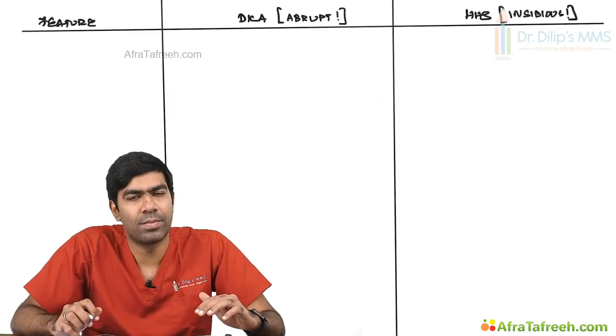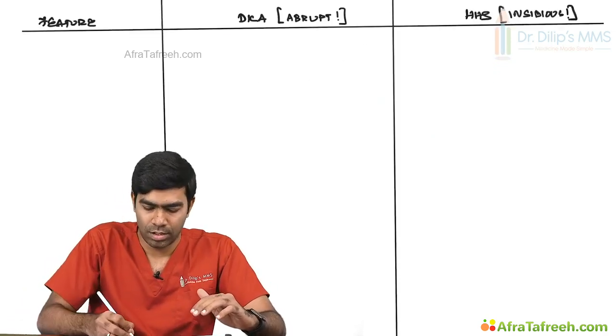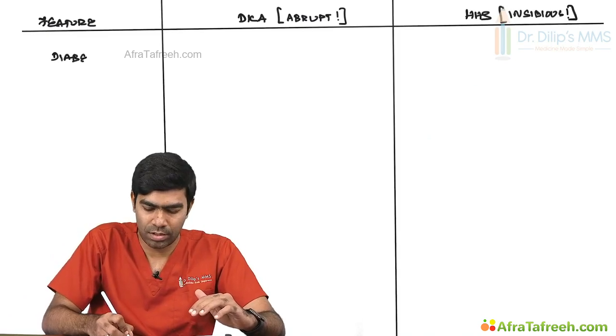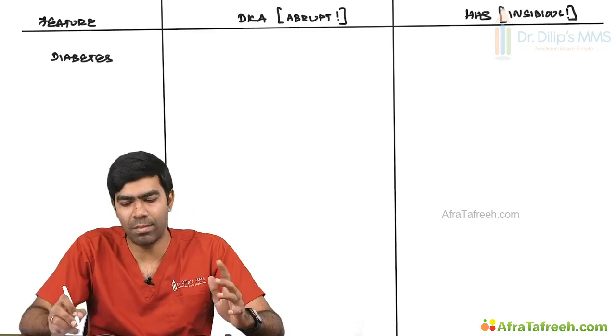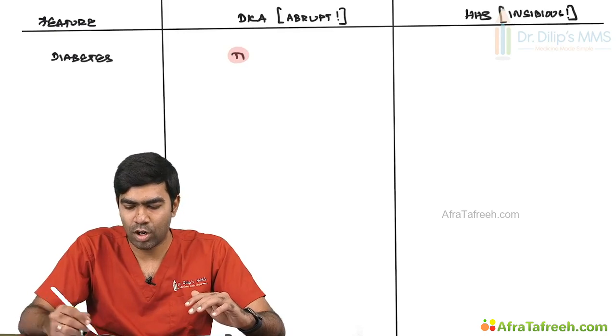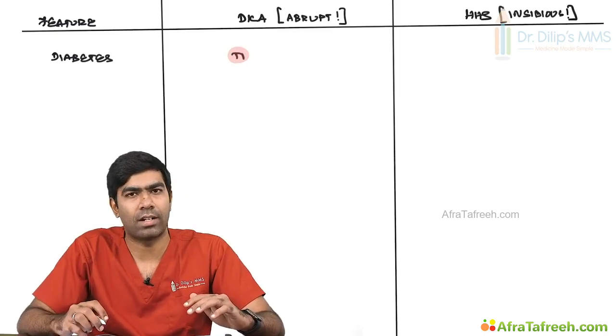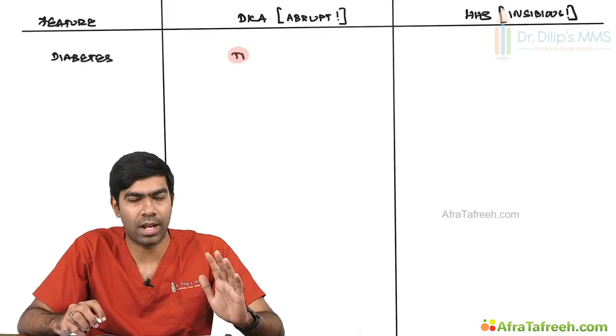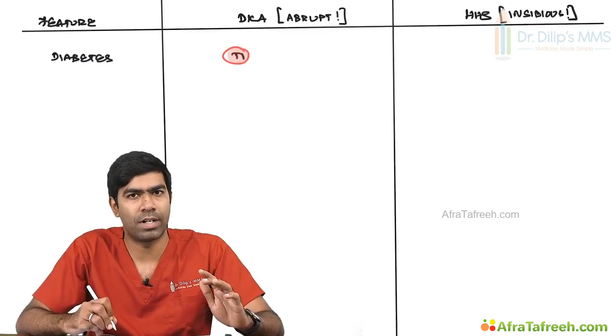Now let us see the differences between DKA and HHS. The first difference is comparing what type of diabetes produces DKA and HHS. Remember, type 1 diabetes mellitus very commonly produces DKA. In fact, the highest risk of developing diabetic ketoacidosis is with type 1 diabetes mellitus only. In fact, type 1 diabetes mellitus children usually present with DKA for the first time. The first presentation itself will be DKA most of the times. And who are DKA prone? Type 1 diabetes mellitus patients. And incidence of DKA is extremely high with type 1 diabetes.